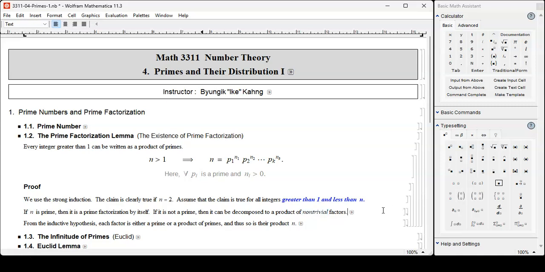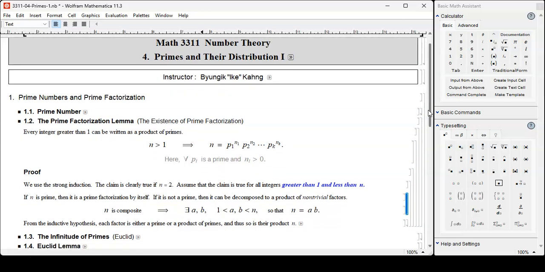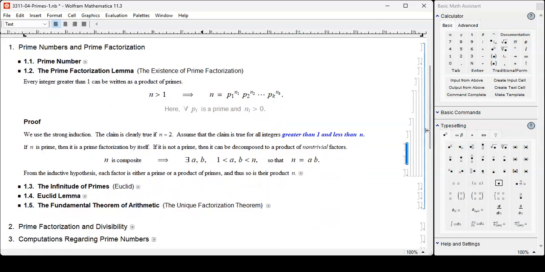Not just n times 1, but something smaller than n and something greater than 1. That's what I should have said. So non-trivial factors, non-trivial pair of factors, a and b, where a and b are both greater than 1 and less than n, so that n is a times b.